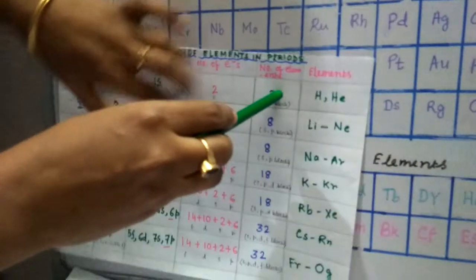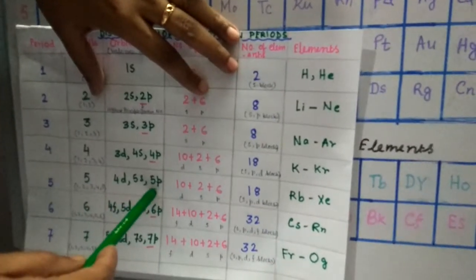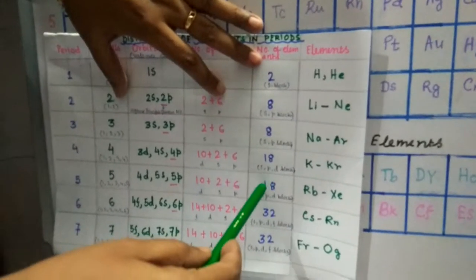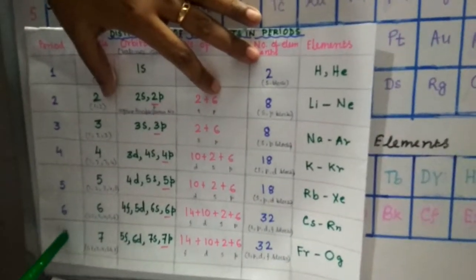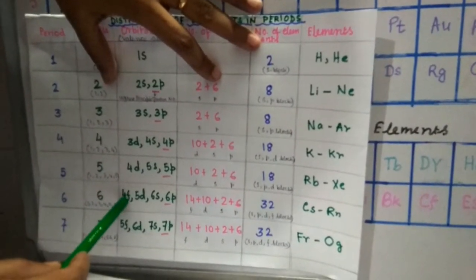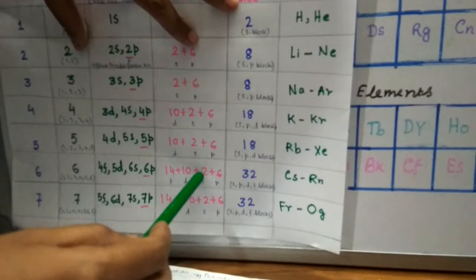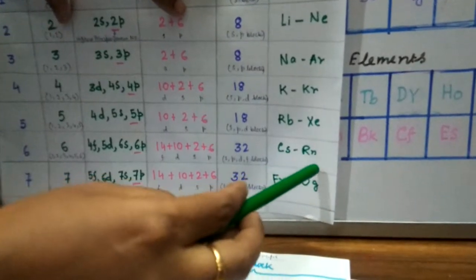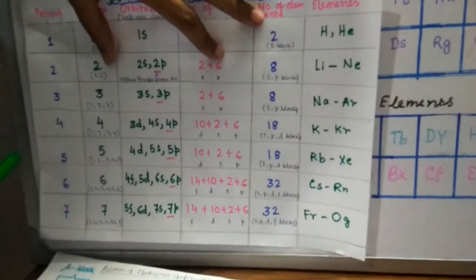Then coming to period 5, we will have the same number of elements, because we have orbitals 4d, 5s and 5p. So 10 plus 2 plus 6, 18 electrons and 18 elements will be there from rubidium to xenon. Then coming to the 6th and 7th periods, here we have incorporation of the 4f orbital, and the 4f orbital contains 14 electrons. So it will be 14 plus 10 plus 2 plus 6. So there will be 32 elements present from cesium to radon, and the lanthanides and actinides are also present in these periods.